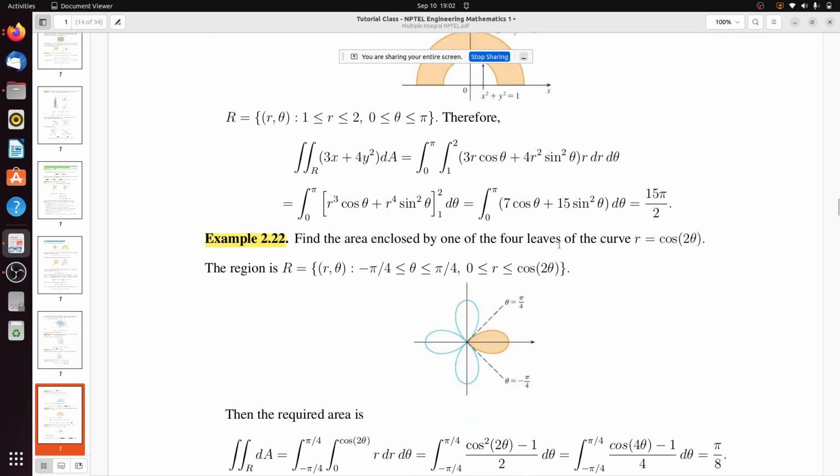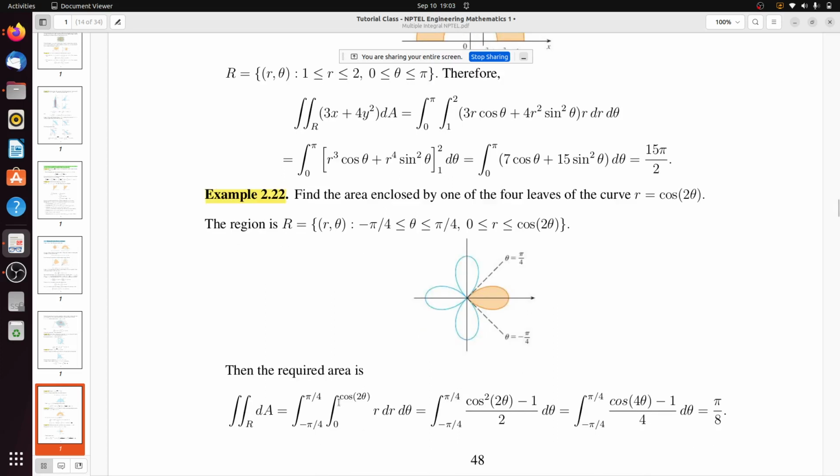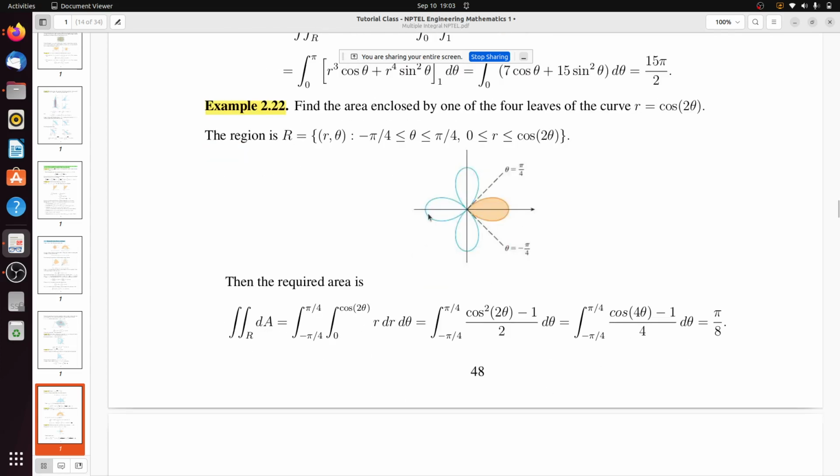Find the area enclosed by one of the 4 leaves of the curve r equal to cos 2 theta. This is a leaf type of pattern, and here theta varies from minus pi by 4 to pi by 4, and r varies from 0 to cos 2 theta. Here you just have to determine the enclosed area, so you integrate r dr d theta. If you do that, you will find that the area of one leaf is pi by 8. There are a total of 4 leaves, so the total area enclosed is 4 into pi by 8, that means pi by 2.